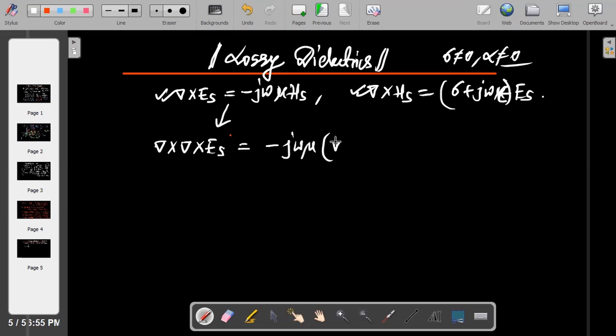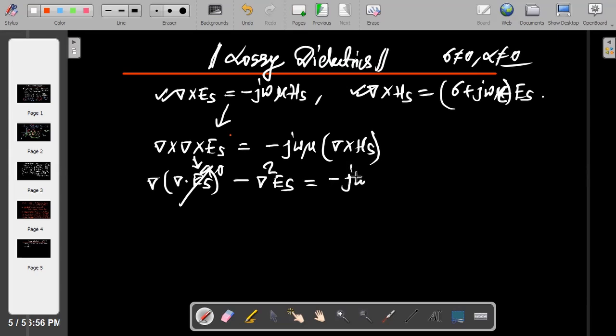So I will do very quickly. Del cross del cross E_s, correct? Curl of curl is nothing but del into del dot E_s minus del square E_s. This thing also you have to remember, correct? And this is nothing but 0, the gradient of divergence is 0. So this is nothing but minus j omega mu, now curl of H_s. Can I write this one? Sigma plus j omega epsilon into E_s. Correct. So actually it is very simple.